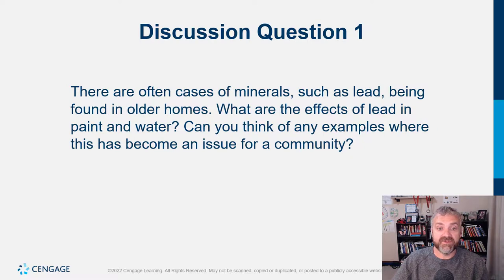We have a discussion here to talk about that. There are often cases of minerals, such as lead, being found in older homes. What are the effects of lead in paint and water? Can you think of any examples where this has become an issue for a community? So lead paint used to have lead in it, and when the old paint peels and chips off and children are exposed to those chips, maybe eating those paint chips, that's how they get lead. And then lead in pipes would lead to lead in the water.